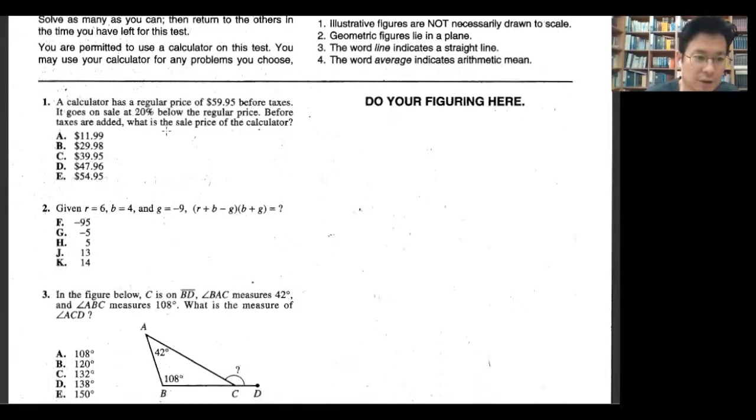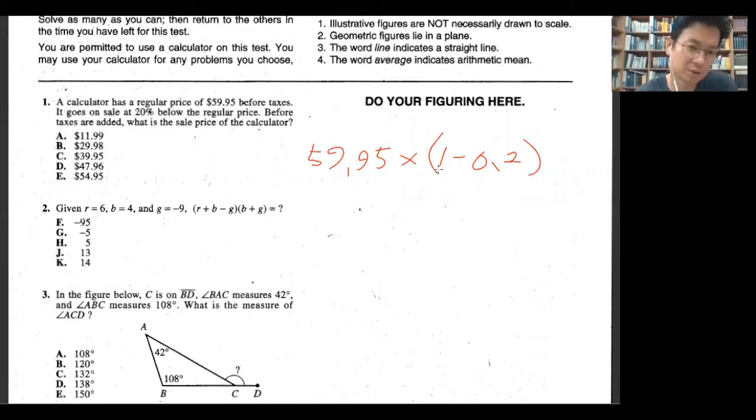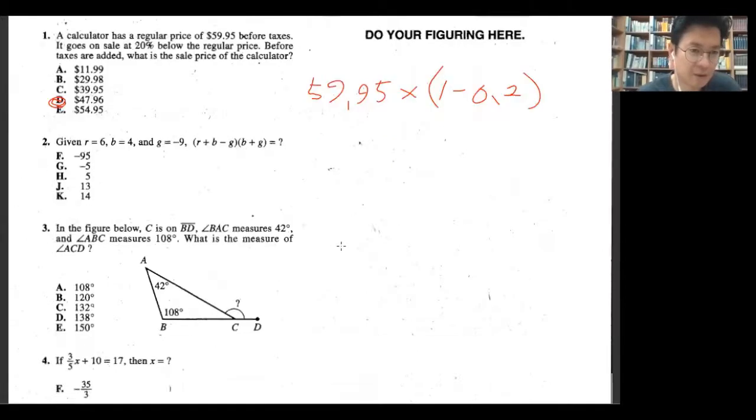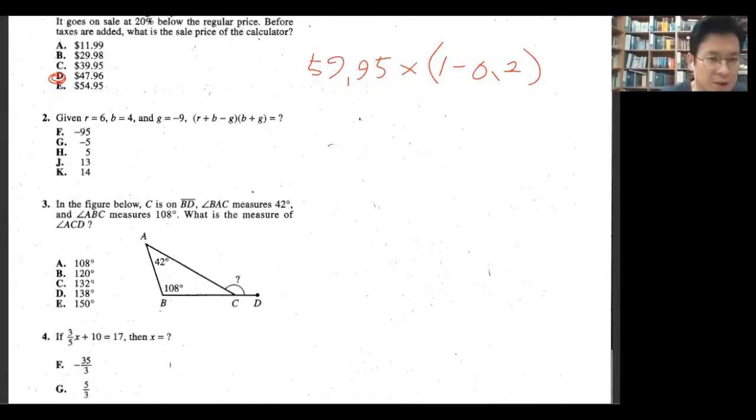Okay, the first one: a calculator has a regular price of this much before tax, and it goes on sale. Before tax is added, what is the price of the calculator? So it has to be 59.95 times 20% off, which is 1 minus 0.2. So 20% off brings it to 47. So it's going to be this one. We plug in this one.